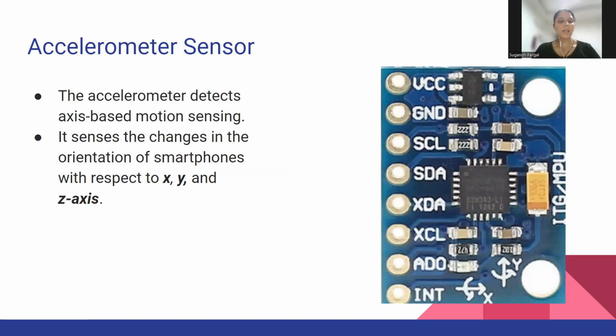Firstly, we'll talk about the accelerometer sensor. Here, as you can see in the diagram, this is a chip of the accelerometer sensor that detects axis-based motion sensing. That means in which axis the motion is happening, or in which axis a device is moving. It senses the changes in the orientation of the smartphone with respect to the X, Y, and Z axes.